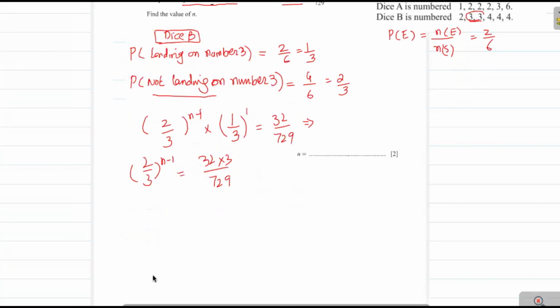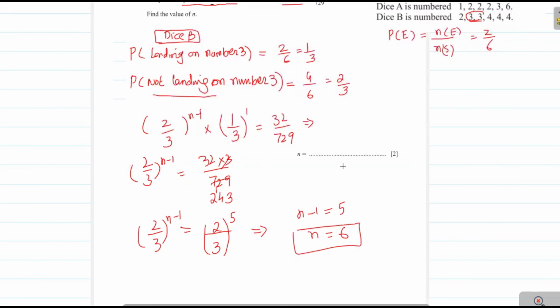We divide it by 3, that's equal to 3 times 2 is 6. 1 is carried, now 3 times 4 is 12, 3 times 3 is 9. Now we can write it as 2 over 3 power 5. 32 over 243 we can write it as, and 2 over 3 power n minus 1. Now having the same base, therefore we can write n minus 1 equal to 5, therefore n equal to 6, and this is the answer.